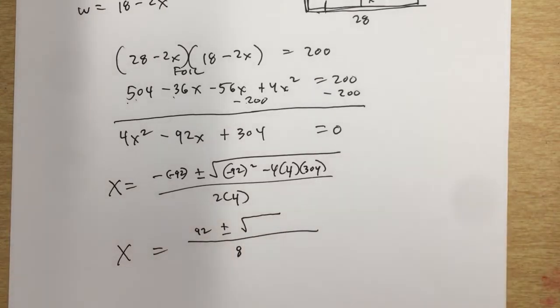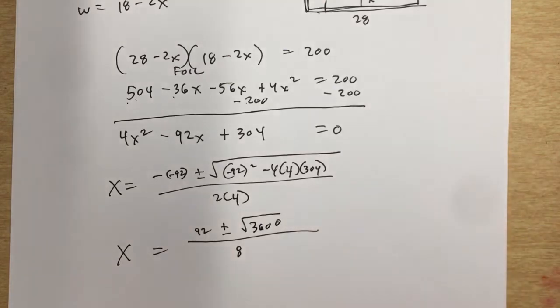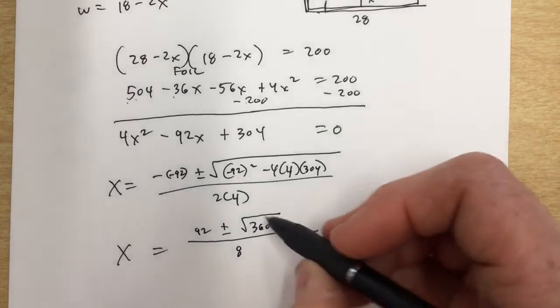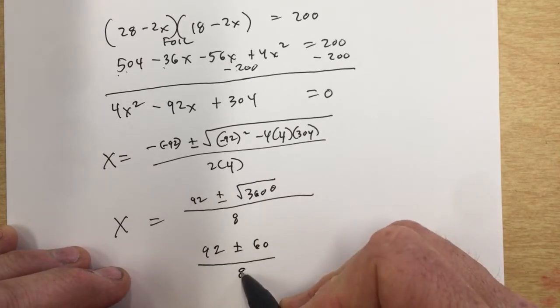And my radical, let's see here. I'm going to punch this in. Okay, it's 3,600. All right, let's do the square root of that. I think it's a perfect square. I think it's 60. Well, I'm pretty sure it's 60. I hit a button wrong. Yep. All right, so that means this is 92 plus or minus 60 divided by 8.